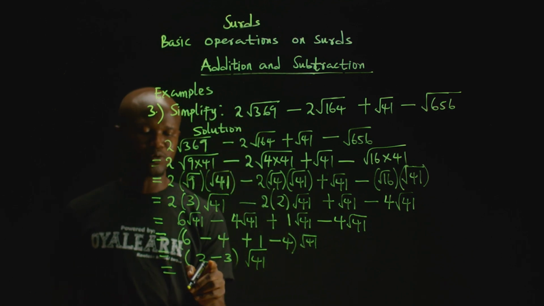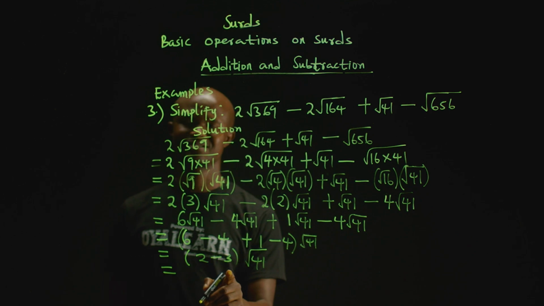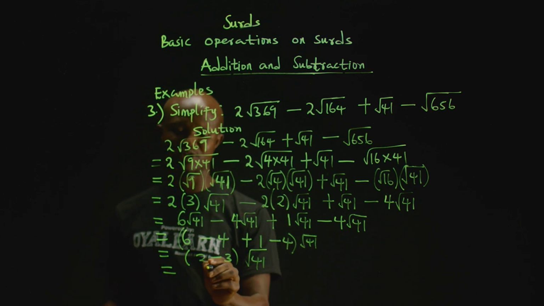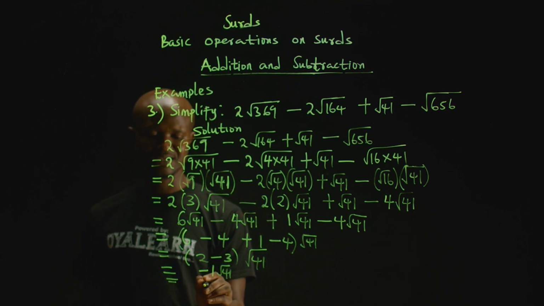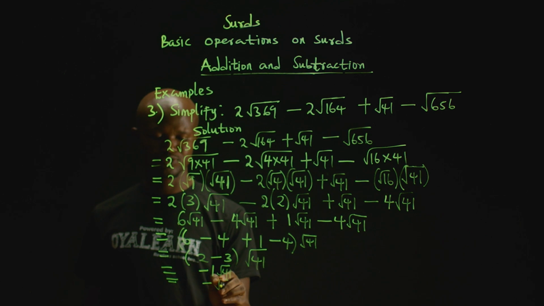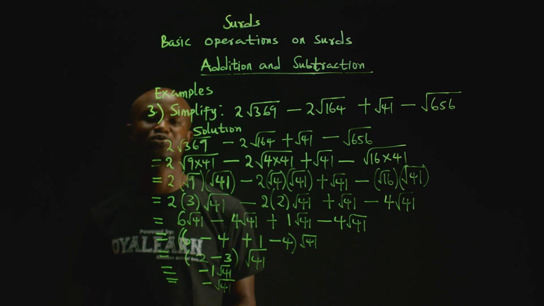Now, 2 minus 3 will give us what? We are taking away a bigger number from a smaller number. That will give us minus 1. So we have minus root 41 for this. And we can write this as minus root 41. That is the solution to the problem.